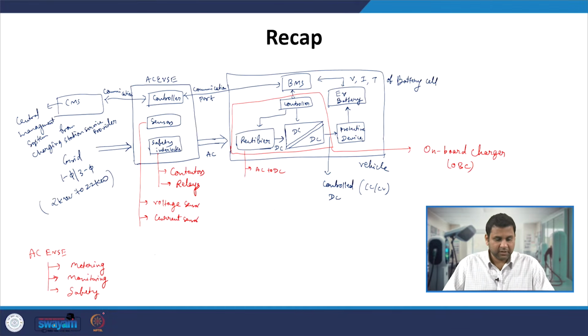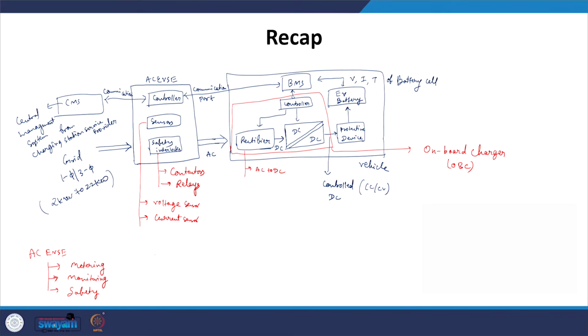So if we recall what we have studied up till now, different aspects of an EV charging system, like the necessity of the EV charging system, why we need a dedicated charger system when you want to charge an EV, and in that process we have seen what the building blocks of an EV charger are, and we have seen the AC EV charger.